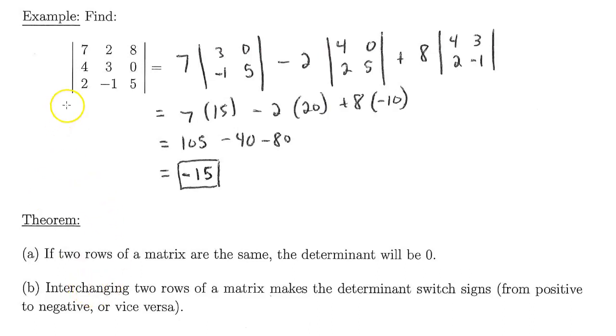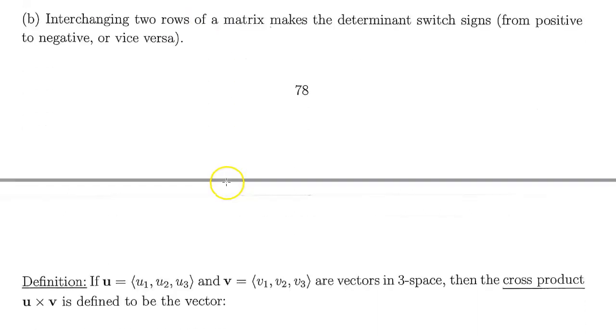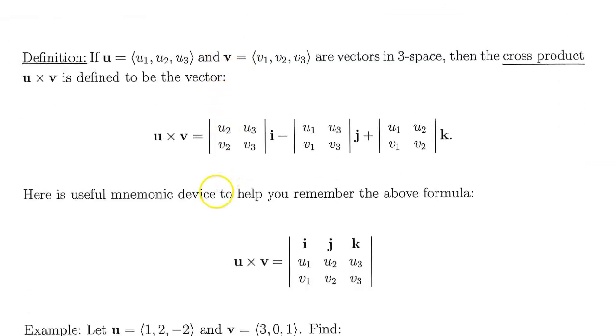Another fact is that interchanging any two rows of a matrix makes the determinant switch signs. Okay, so from positive to negative or vice versa. So for example, if I were to switch the second row and the third row here and put the 2, negative 1, 5 in the second row and the 4, 3, 0 in the third row, the determinant would have ended up being positive 15. By the way, the same thing happens if you interchange any two columns. Again, you can think through the definition, think about why that's the case.